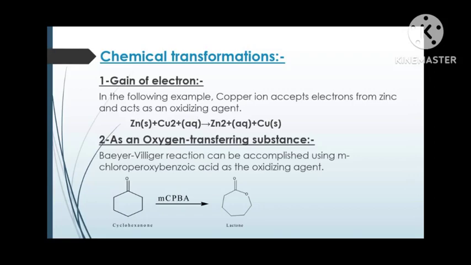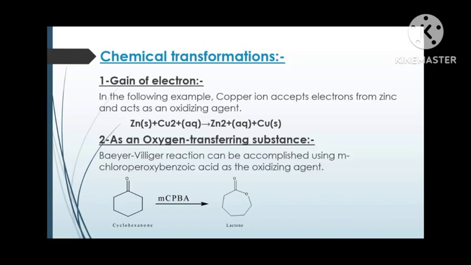First, on the basis of gain of electrons. Secondly, they behave as oxygen transferring species. And thirdly, they remove hydrogen from other species. So, in the first heading, we will see how they behave as an oxidizing agent by gaining electrons. In the reaction of zinc and copper, copper ion behaves as an oxidizing agent by gaining electrons from zinc.